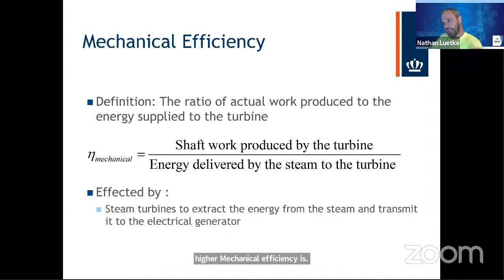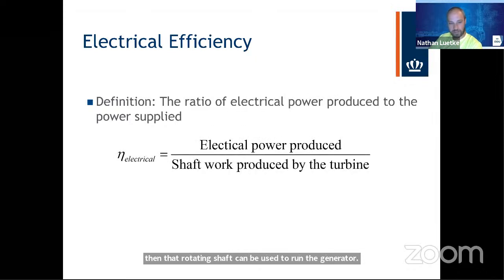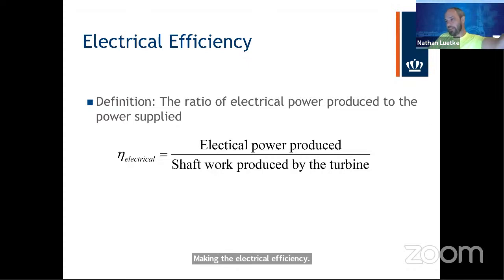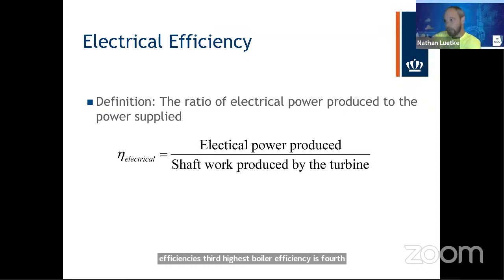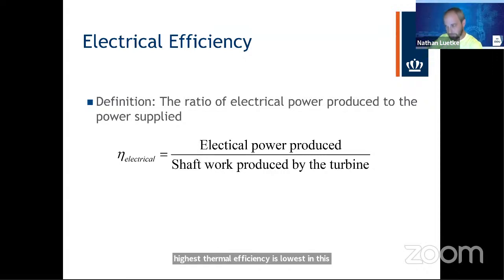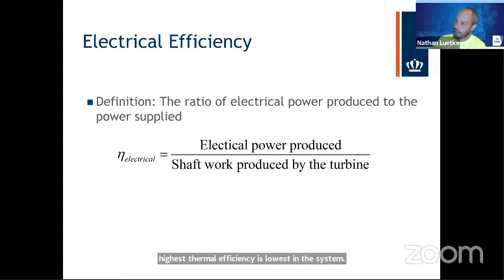And then that rotating shaft can be used to run the generator, making the electrical efficiency. That's usually the second highest. So usually combustion efficiency is the highest, the electrical efficiency is second highest, mechanical efficiency is third highest, boiler efficiency is fourth highest, and thermal efficiency is lowest in the system. You'll study all that as you go through your coursework.